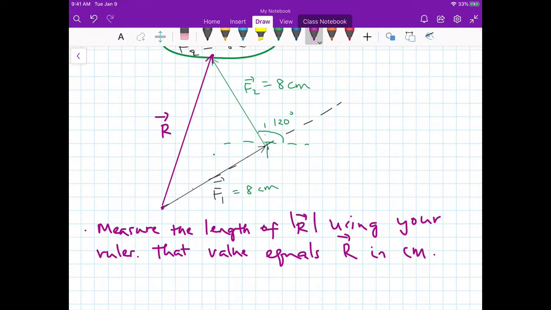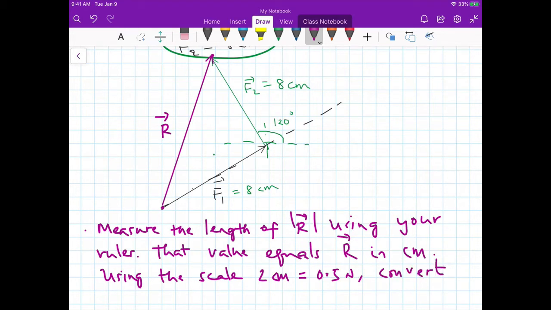Then you need to find, using the scale that we applied. What did we say? 2 centimeters is equal to 0.5 Newton, right? Using that scale, convert the centimeters for R to Newton. Okay, then that's literally what the magnitude of the resultant vector is going to be.